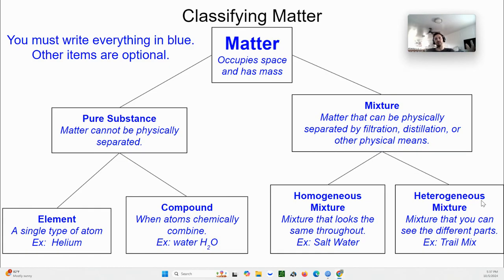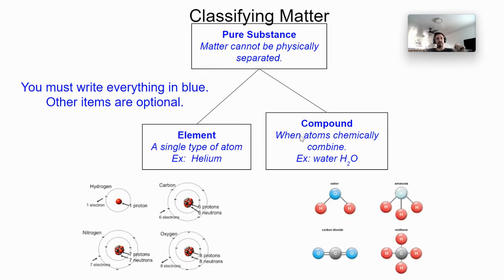Or we can have heterogeneous mixtures, things where you can see the different parts, like trail mix or cereal. Those are two good examples. All right, so we're going to go through all that. Ready? Let's do it. Okay, so first one, pure substance.